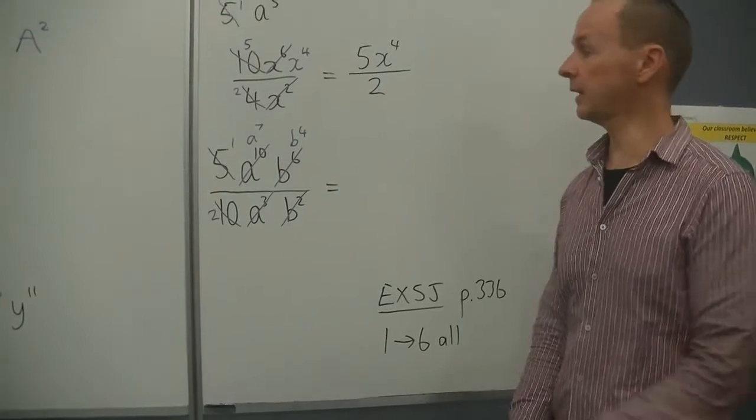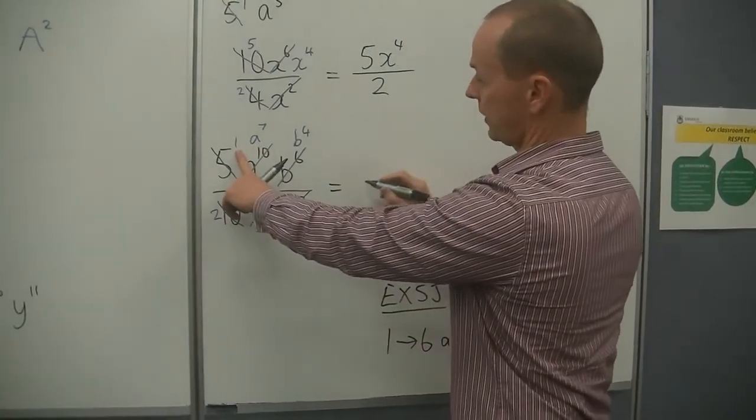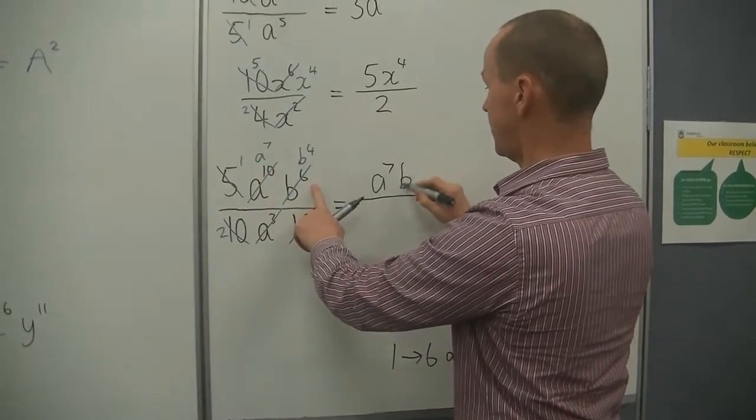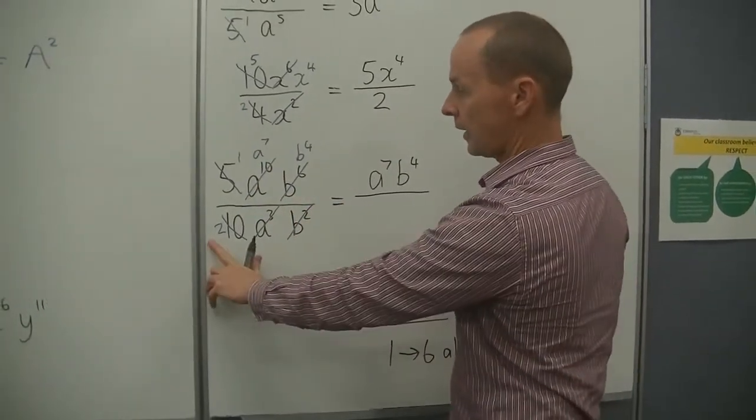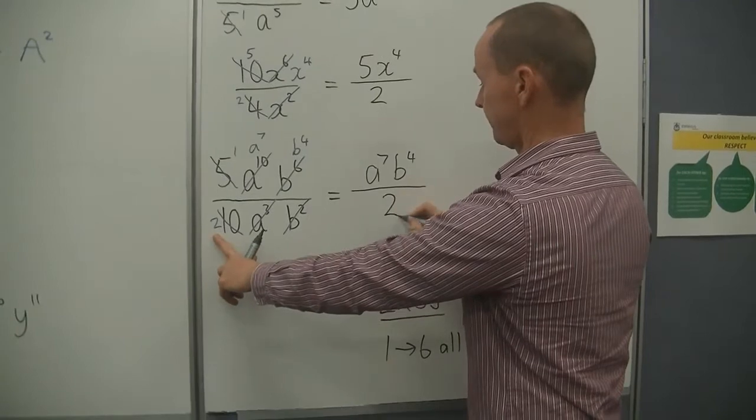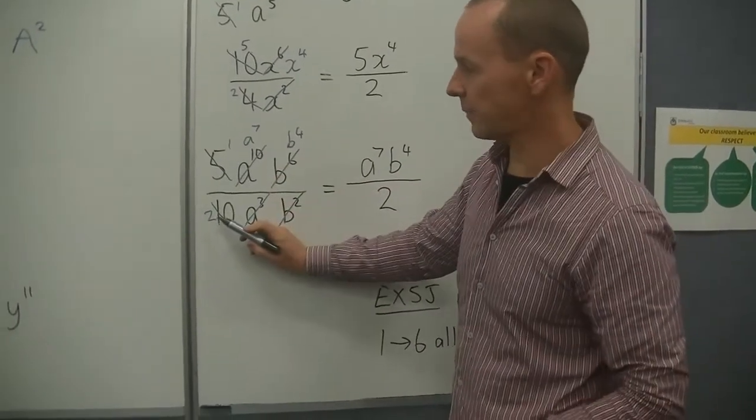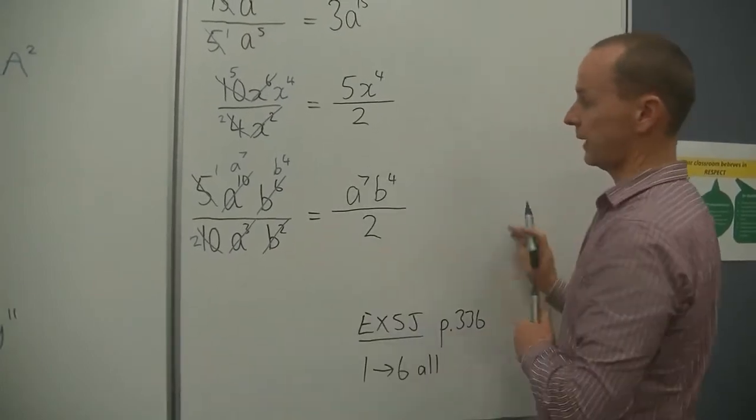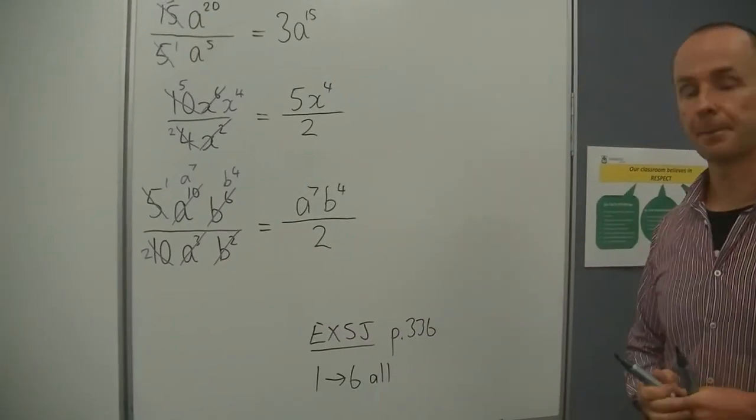We've cancelled everything, now we just have a look. We've got a 1, so you don't need to write that. So we've got an a to the power of 7 and a b to the power of 4 on the top line. And on the bottom line, you've got a 2. So a lot of people, they cancel and they forget about that, but there's a 2 on the bottom line and there's no pronumerals. They've all been cancelled. So that's our answer there.